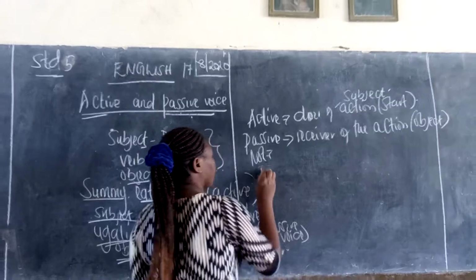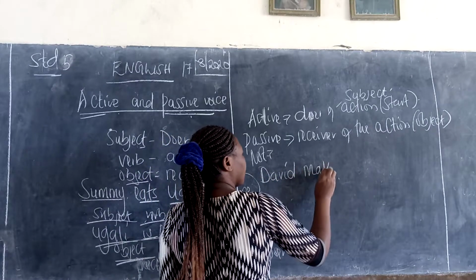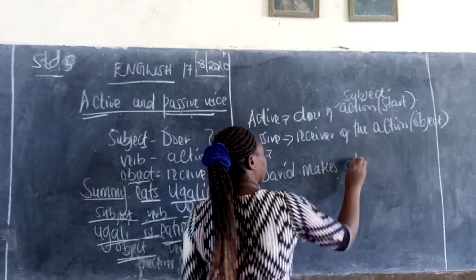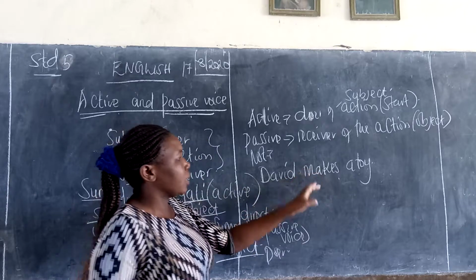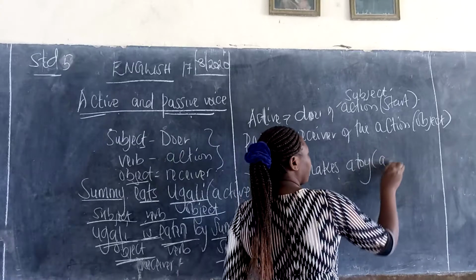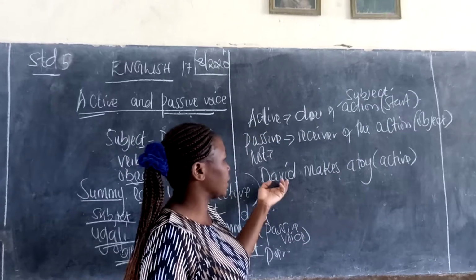David makes a toy. This is active. Our sentence here is active.